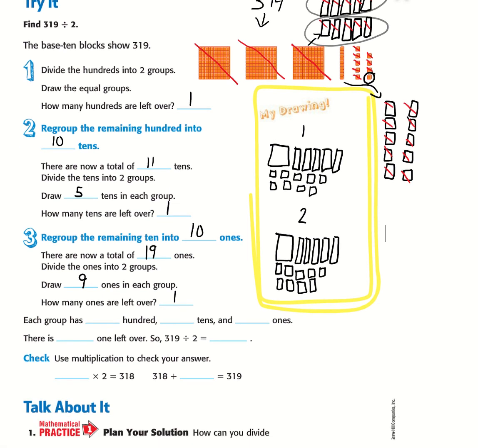So each group has 1 hundred, 5 tens, and 9 ones. And there is 1 left over. So 319 divided by 2 equals 159, remainder 1. Use multiplication to check your answer. So 159 times 2 is 318. And if I add my remainder, I get my original dividend of 319.